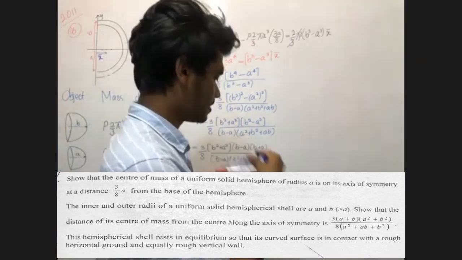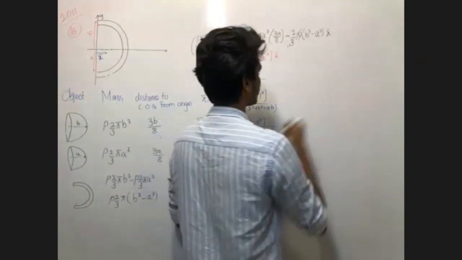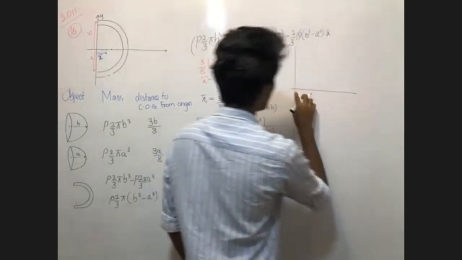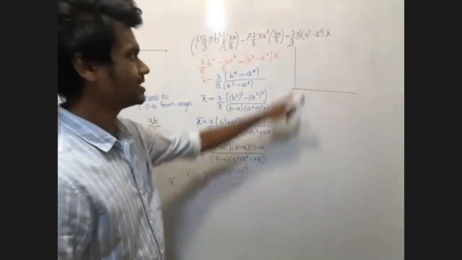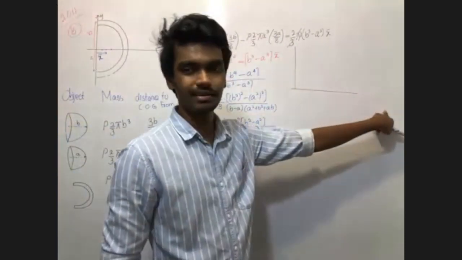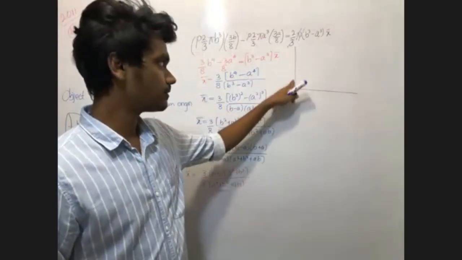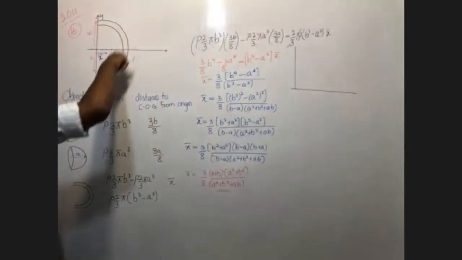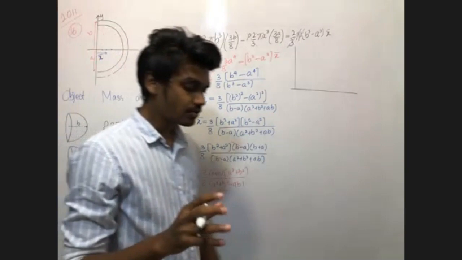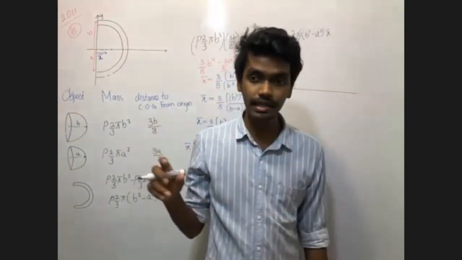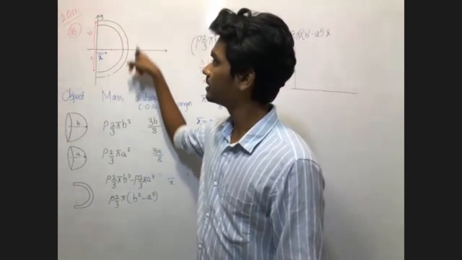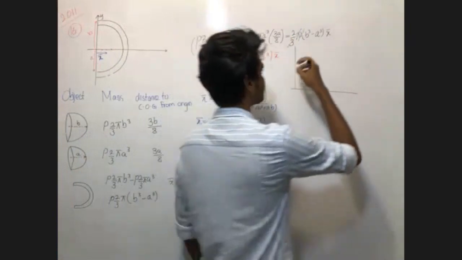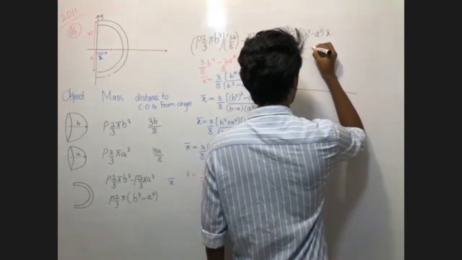Right? So it's like this. There are two walls, a vertical wall and a rough floor. So the shell remains in equilibrium. How actually? By being in contact. The curved surface is in contact with both this and this. So how can you draw such a thing? It's going to be somewhat difficult to draw.